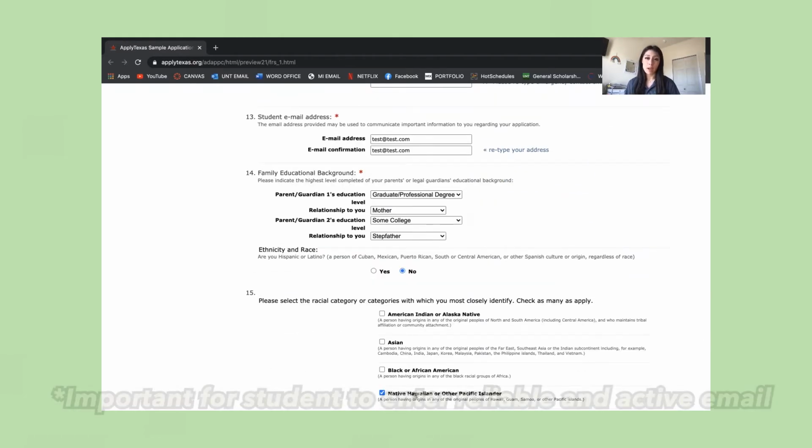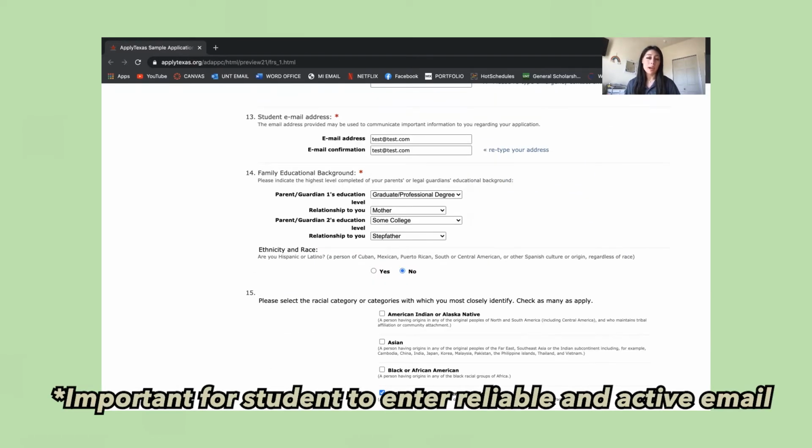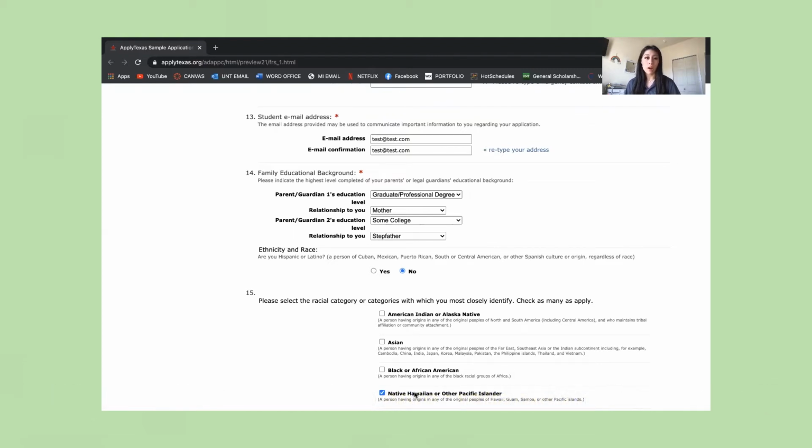For the student email address, it is important to put in a reliable email. We've had students put in emails that they don't really check, or high school emails. The problem with the high school emails is that after you graduate, those emails go inactive. So any information that we are sending you would be going through that account and you would not be receiving it. So just make sure for this section you put in something that you regularly check.